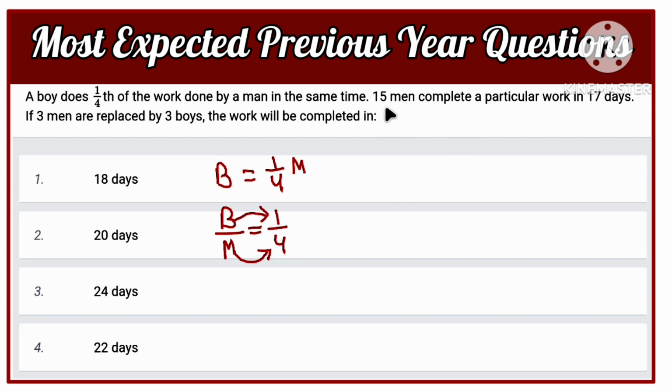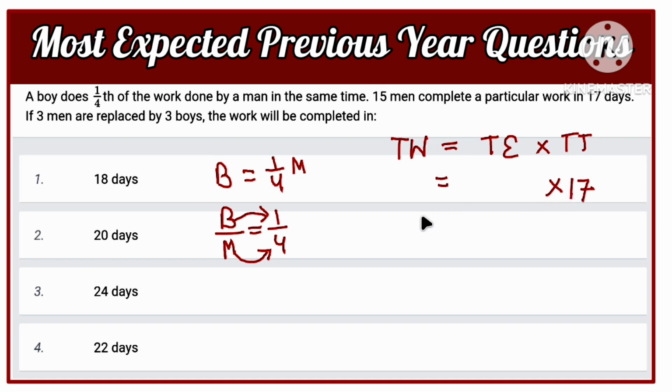Next it is said that 15 men can complete a particular work in 17 days. Now we all know the basic formula of time and work, that is total work equals total efficiency into total time. Here you can see that 15 men can complete the work in 17 days. That means the total time taken by the 15 men is 17 days. So in place of time we are writing 17.